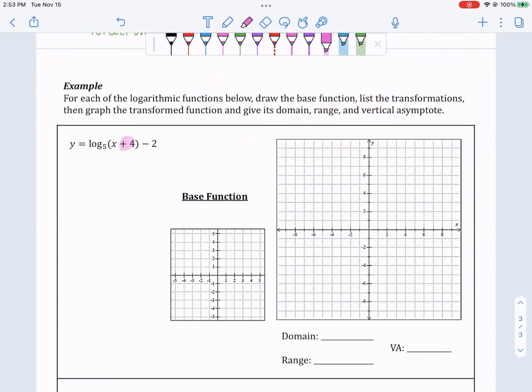So the inside of the logarithm is really the first place we're looking because we're looking for that left-right shift. H is always the opposite of whatever number you see in there. So if you see +4, that means H is -4. That means that you have a vertical asymptote at x equals -4. It's +4 here. That means that we're going to the left 4 units.